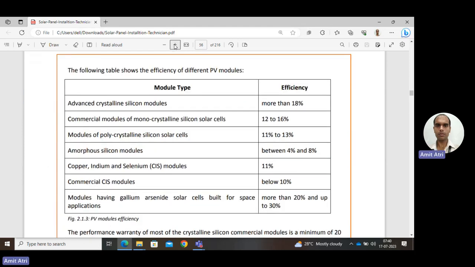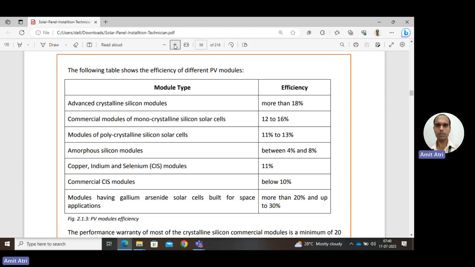Comparing the efficiency of different types of solar modules, advanced crystalline silicon modules have more efficiency, more than 18%. Commercial modules of monocrystalline silicon solar cells are 12 to 16%, modules of polycrystalline solar cells are 11 to 13%. Means monocrystalline have a higher efficiency as compared with polycrystalline. The amorphous silicon modules are between 4 and 8%. Copper, indium and selenium modules are 11%. Commercial CIS modules are below 10%.